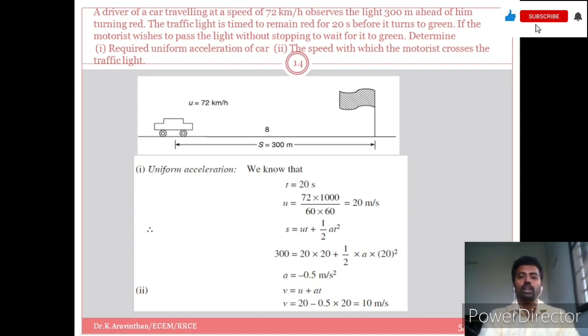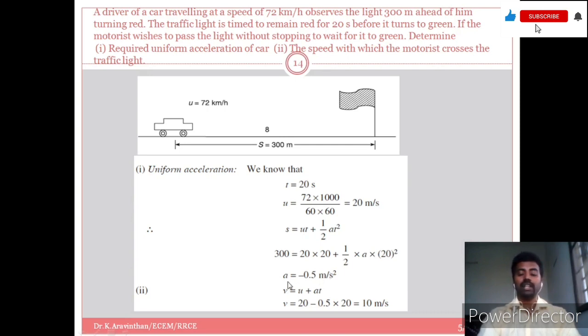km per hour. In order to convert into meter per second, to convert kilometer into meter you have to multiply by 1000. For converting hour into second, that is 60 into 60, so you have to divide by this component to get the unit of meter per second. So u in meter per second is substituted here, that is 20. The distance traveled should be 300 and t is known as 20. If you substitute all the components, the only unknown is a. You can find the acceleration by this equation.